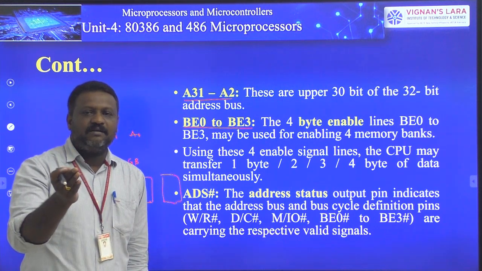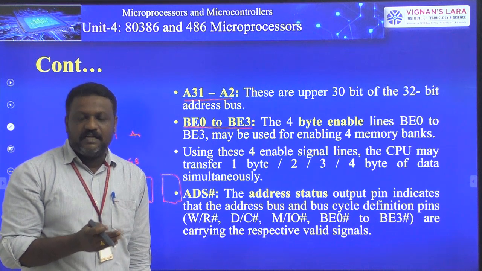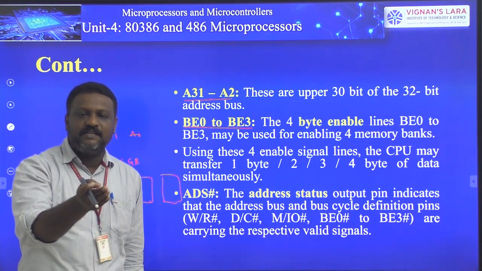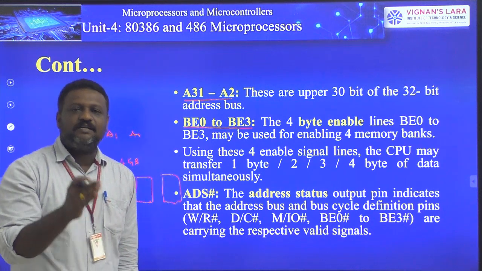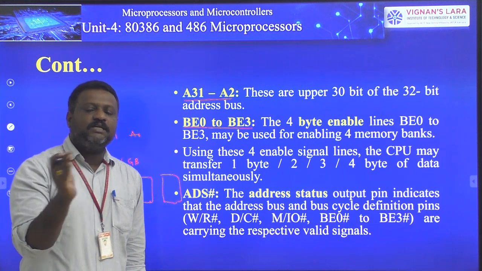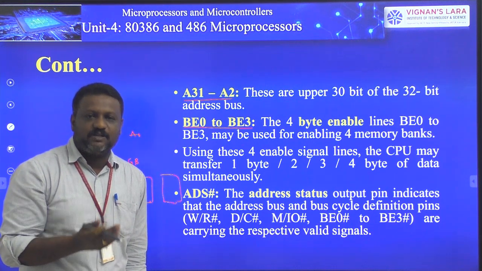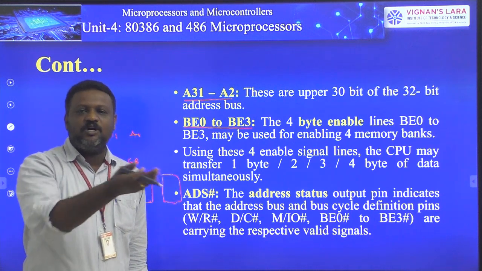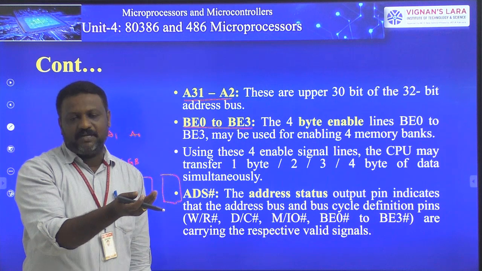Here we have to use the data lines effectively. That is, 8086 has 16 data lines. 8 data lines are connected to the even bank and another 8 lines are connected to the odd bank. So by doing that banking mechanism, we use the data lines effectively, and we can read or write 16 bits at a time to or from the data memory banks.